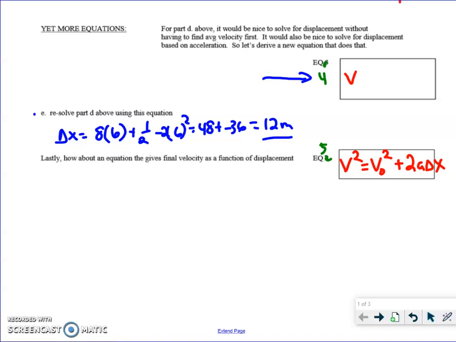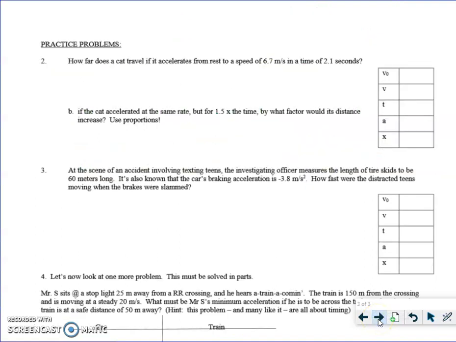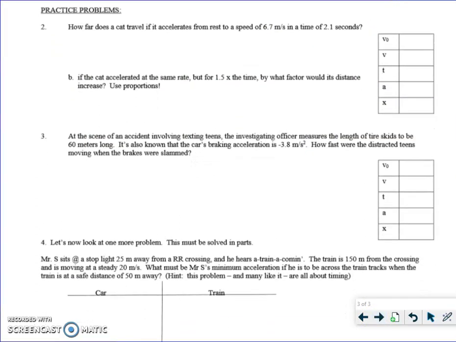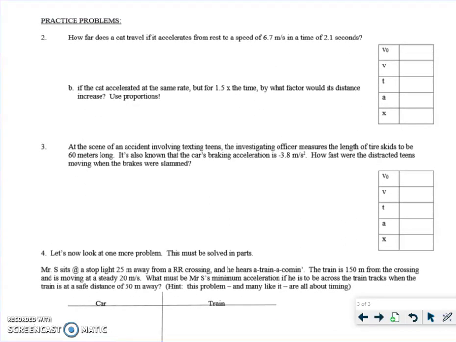Okay, so let me finish up with an example or two. I'm going to go to the back. I'm going to try to do examples 2 and 3, and then we'll talk about 4 in class. So I'm going to have to hustle.